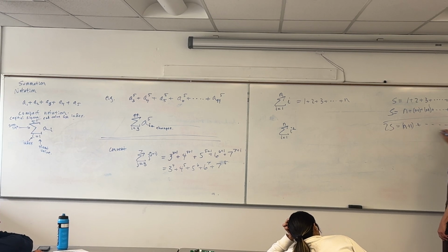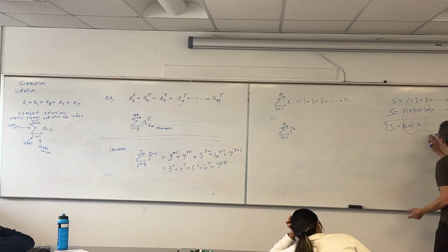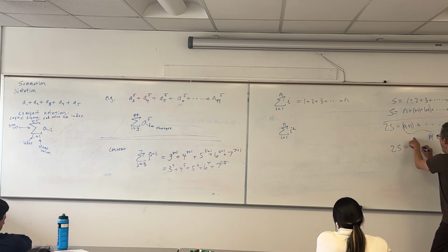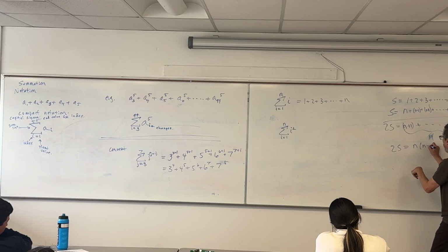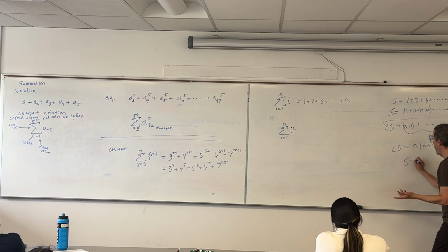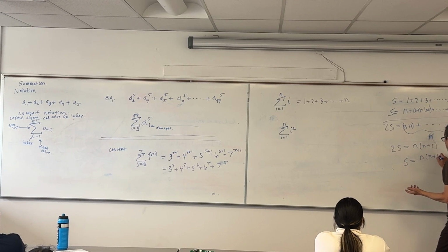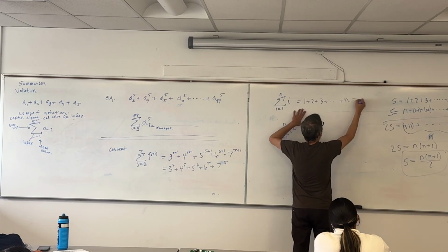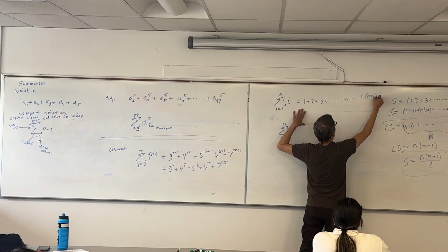How many times? Careful. n times. Yeah, n times. If n was 100, definitely 100. So there's n of those. So 2s is n times n plus 1. And so the sum is this. And this you should write down. This is the answer: n times n plus 1 over 2.